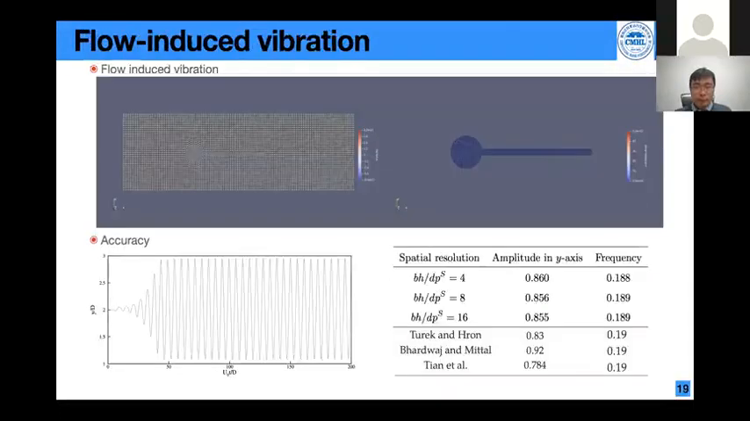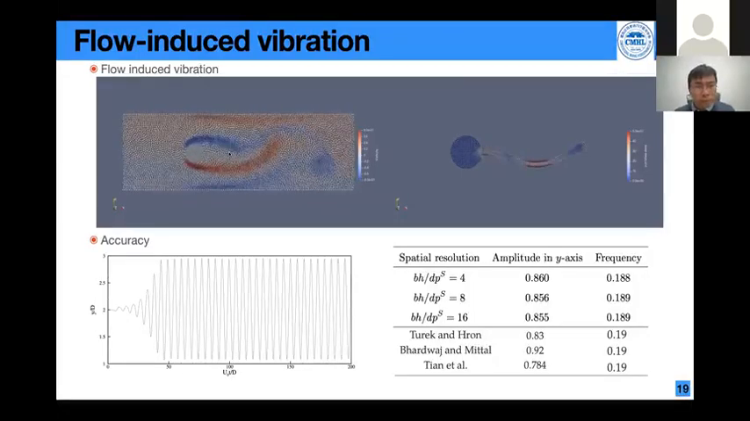And this is another case which is widely used in the immersed boundary method, the flow-induced vibration. This is the setup. Here we have an inflow, and here we have an outflow, and then the top and bottom are solid wall boundary conditions. And here we have a fixed cylinder, and then an elastic beam is attached to this cylinder. So when the structure is interacting with the surrounding flow, the vibration will be generated. This is the simulation result, and this is the result of the deformation of the beam.